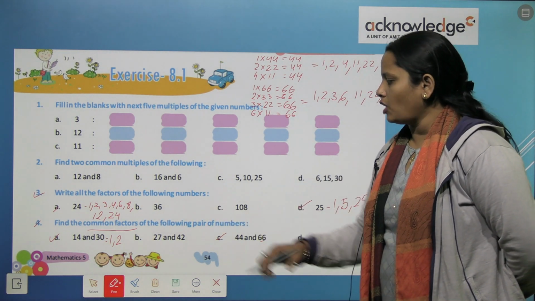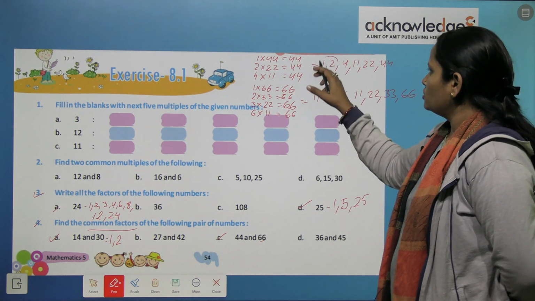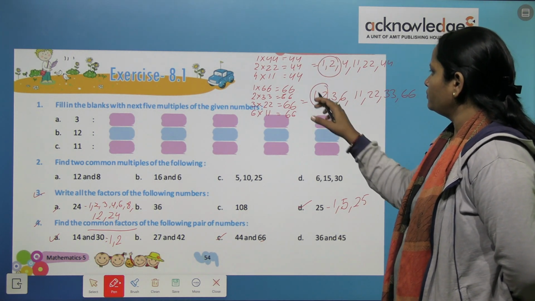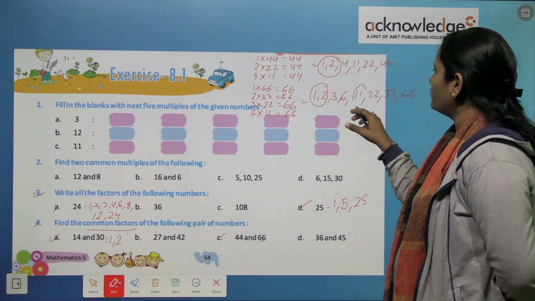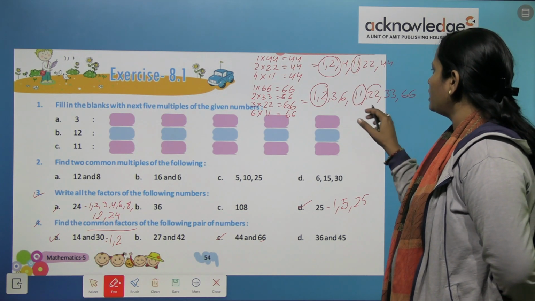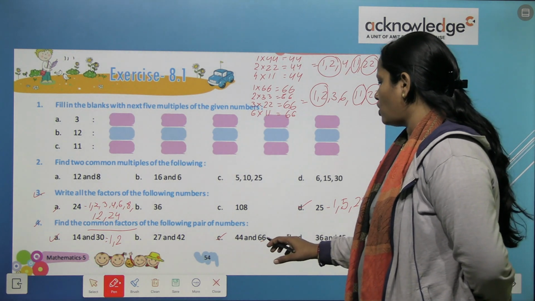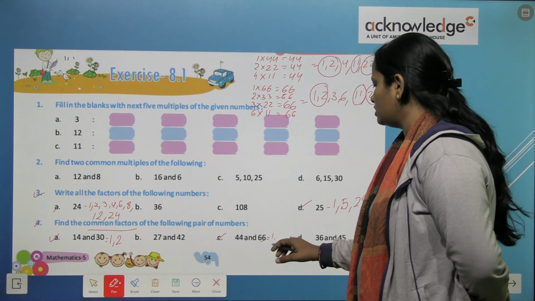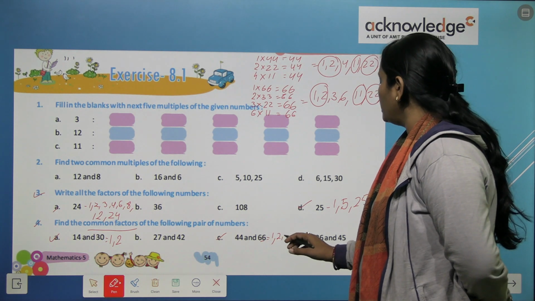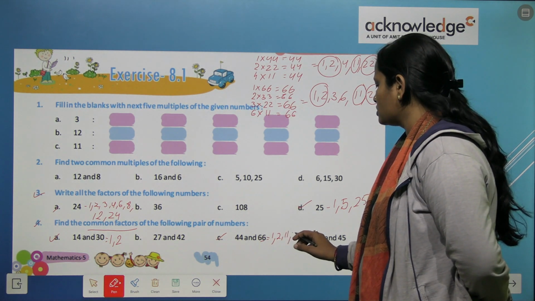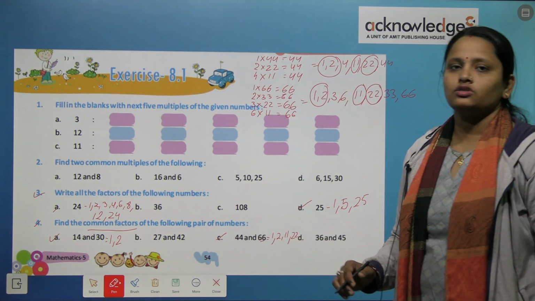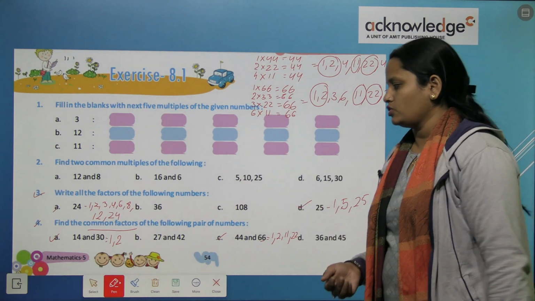Now we have to find the common factors of these two. So 1 and 2 will come. Next 11 will come and 22 will come. So here the common factors of these two numbers are 1, 2, 11 and 22. I hope this is clear to you.